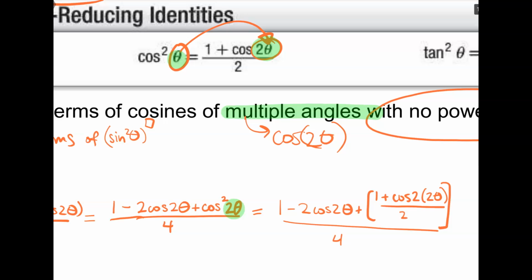This is a side question. What if I was plugging in cosine squared of 10 theta? What would the angle be right here? 20 theta, so it's doubling whatever angle I plug in. All right, so going back to our actual problem.